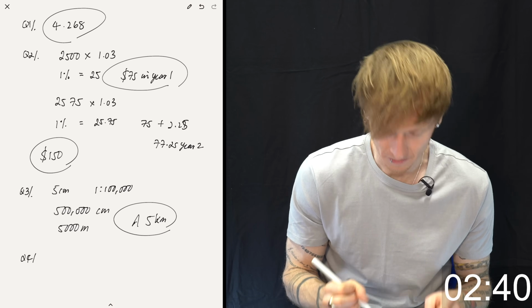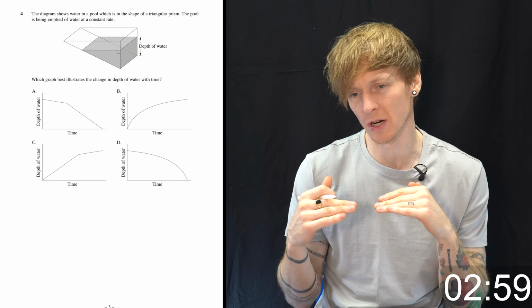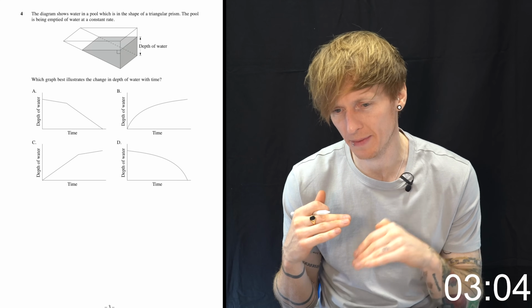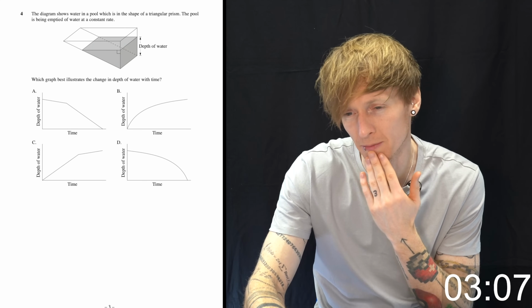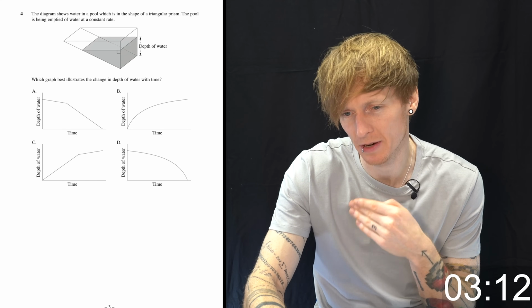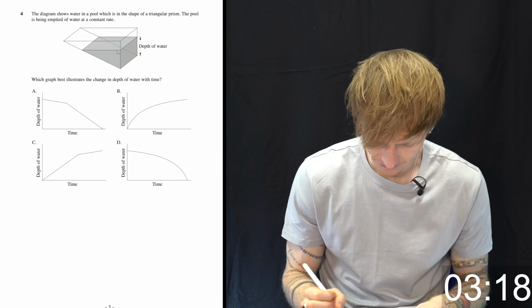All right. Number 4. I'm probably going too fast, but time is of the essence. There's water in a pool, which is in the shape of a triangular prism. Pool is being emptied of water. Which graph best illustrates? So if I assume it's being emptied from the top or the bottom even, the depth will go down slowly at first, and then it will rapidly speed up. But it will be pretty continuous. So the depth is high and then becomes lower, and it's going to be nice and continuous, so it has to be D. D, I think, for that one.